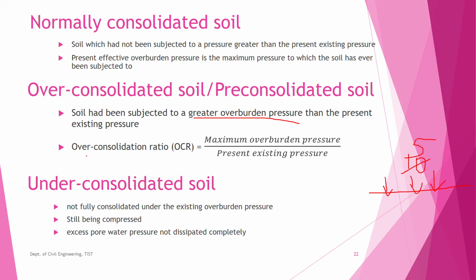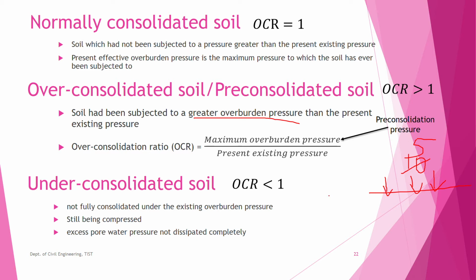Now, as I told you, there is the over consolidation ratio, OCR. If you consider the OCR values, for normally consolidated soil, the OCR value will be 1. For over consolidated soil, the OCR value will be greater than 1. And for under consolidated soil, the OCR value will be less than 1. This maximum overburden pressure is also known as preconsolidation pressure.